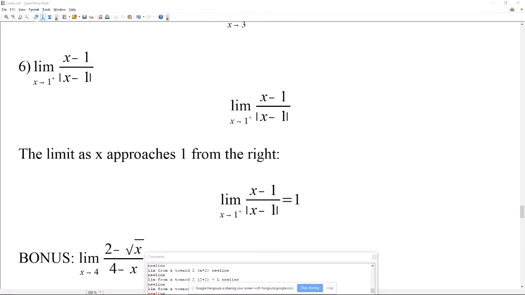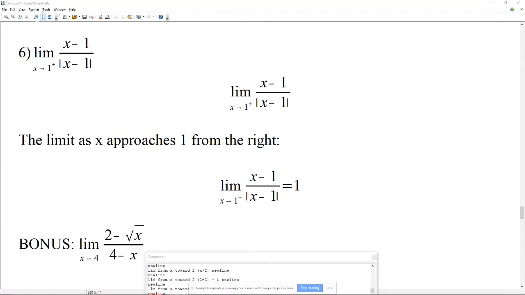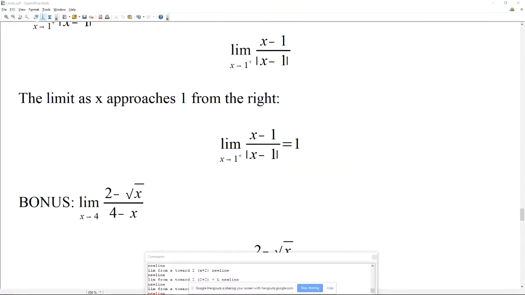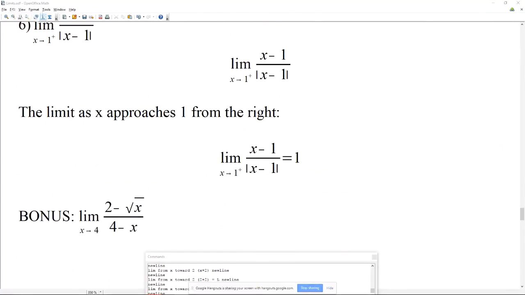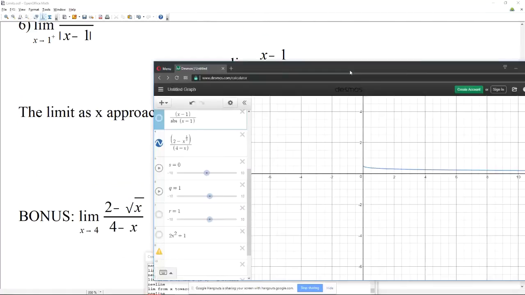Okay. The next one, this one's a bonus. I actually wanted to include this bonus one. This one is a little bit more challenging. Okay. I'm doing it now. Let me see. Did I graph this one too? I did graph this one. Okay. That's the graph here.